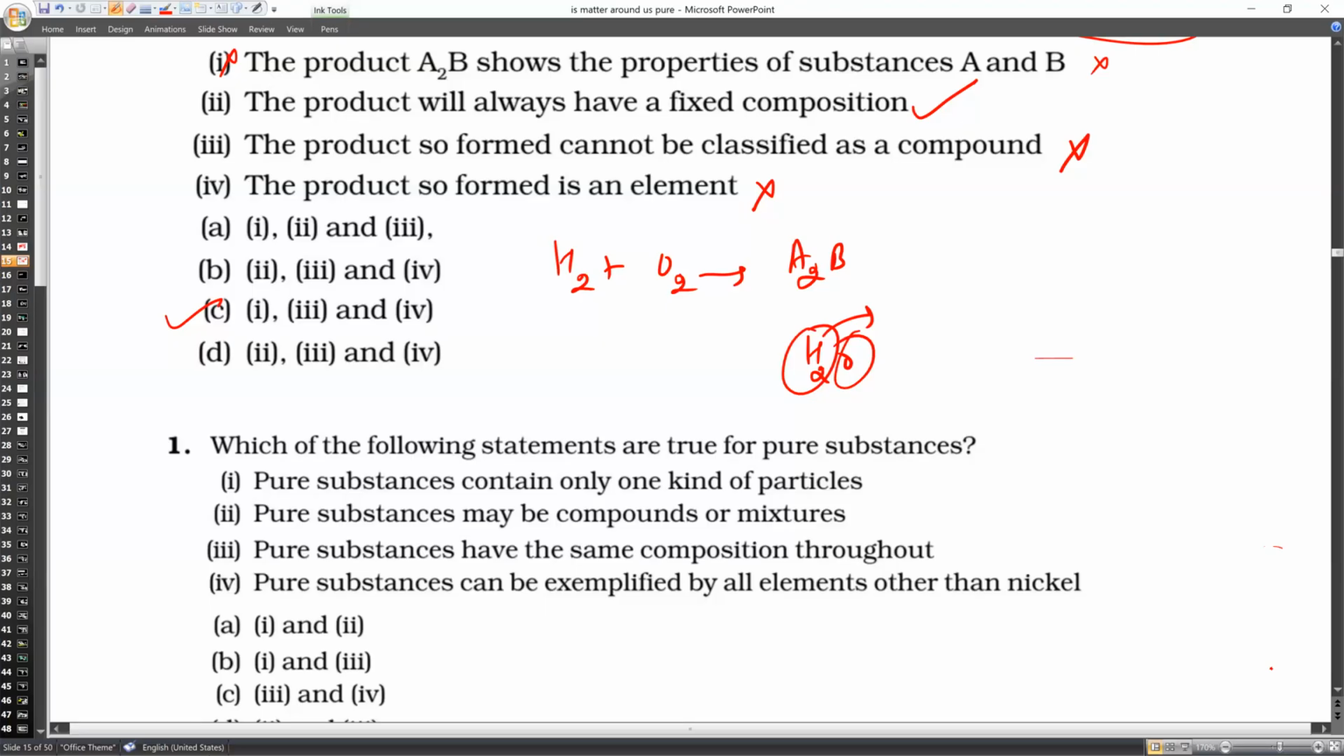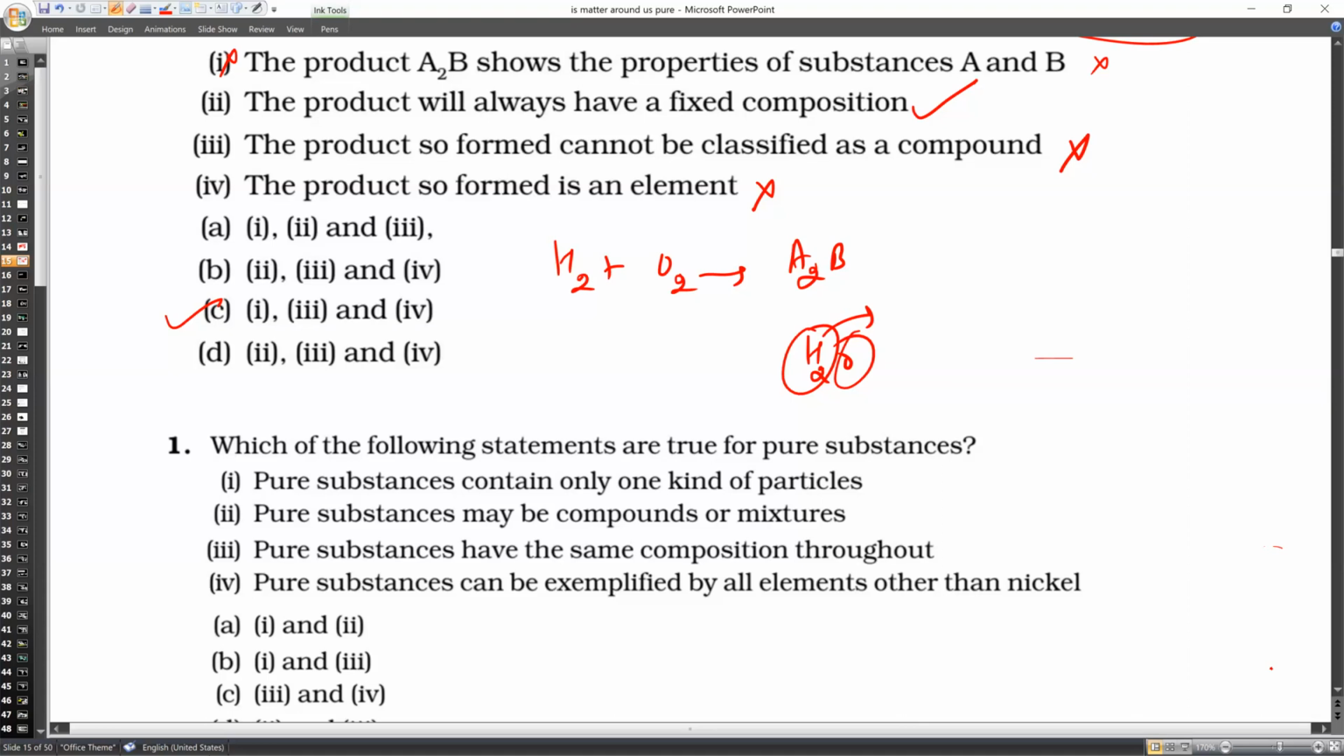Yes, it is true. Pure substance may be a compound or mixture? No, a pure substance can only be a compound or an element. It cannot be a mixture. Pure substance has the same composition throughout. Yes, whether it is an element, it is going to have only one kind of atoms, and whether it is water, it is going to have all the same H2O molecules.